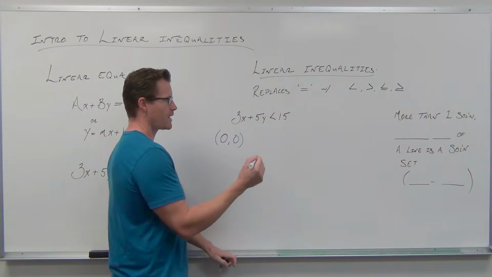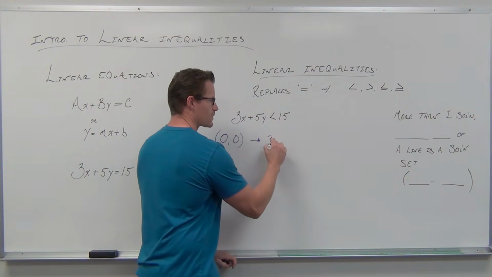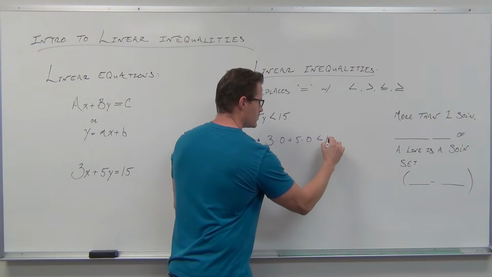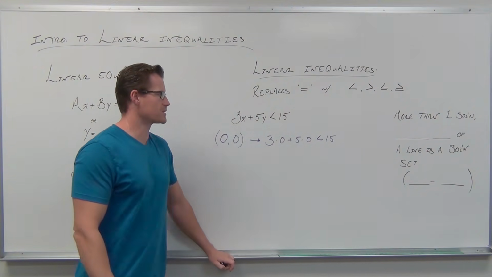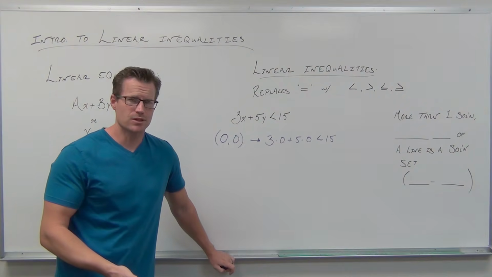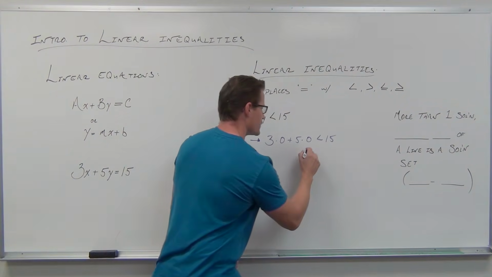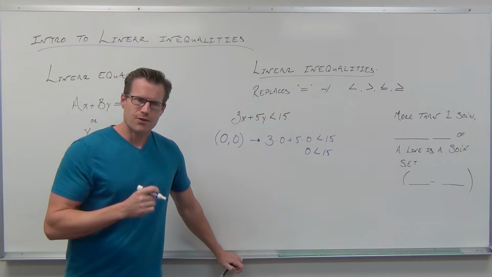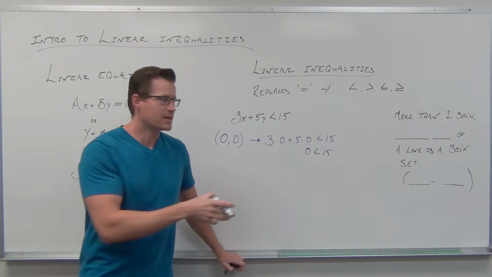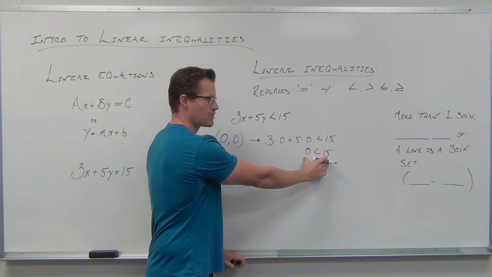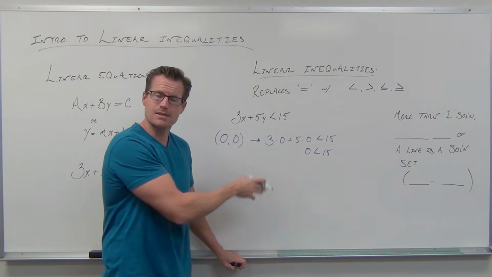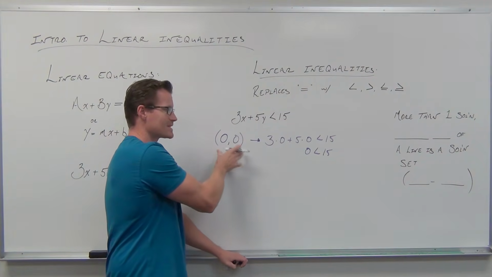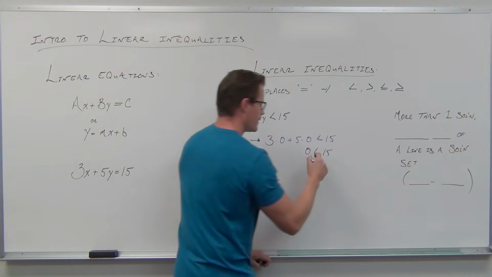If we plug in 0 for x and 0 for y, we're going to get 3 times 0 plus 5 times 0, and we're checking whether that's actually less than 15. Well, let's see, 0 is less than 15. So we get ourselves a true statement. If we get a true statement, something that our inequality says is true, that says that point satisfies that linear inequality. That's a true statement. That means this is a solution.